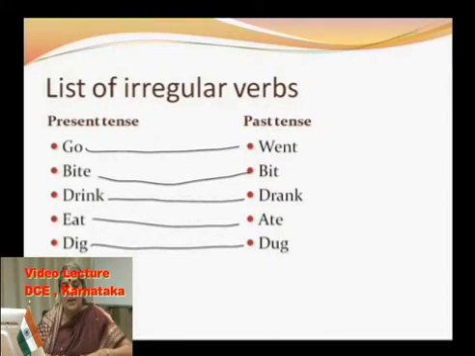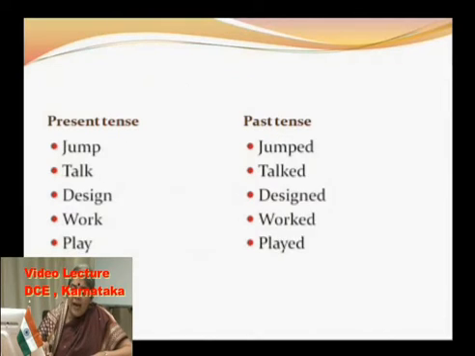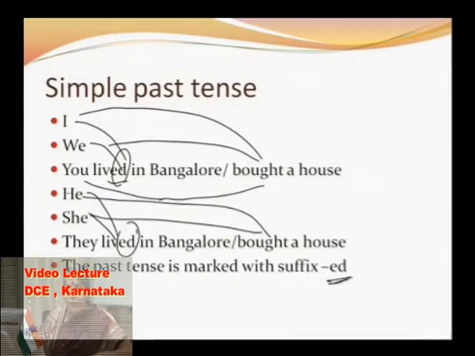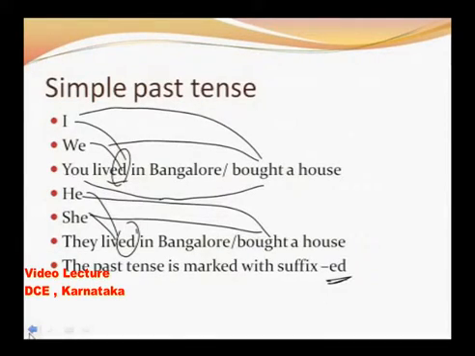That is why if you go back to the previous example, I have given you one example of a regular verb, that is live-ed, and buy is in the present tense, bought is in the past tense. Now this bought is what? An irregular verb. I have given you two examples here. One, the example of a regular verb. The other, the example of an irregular verb.